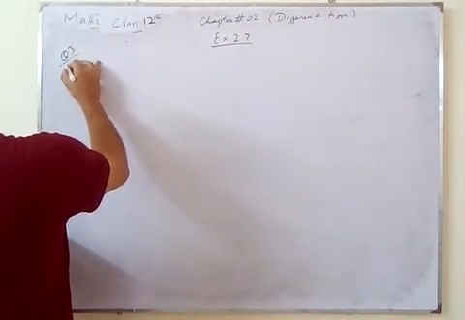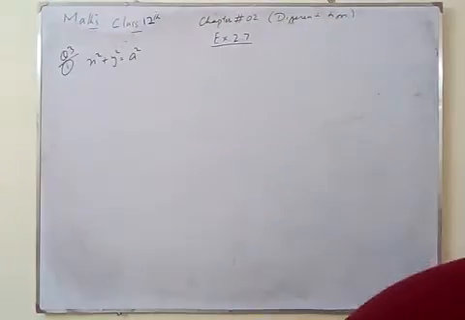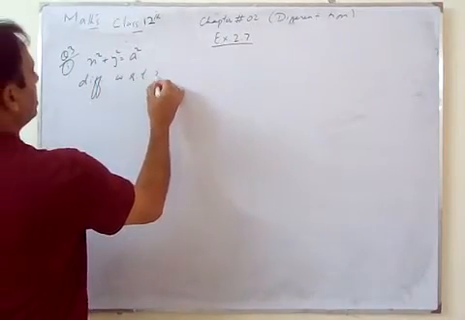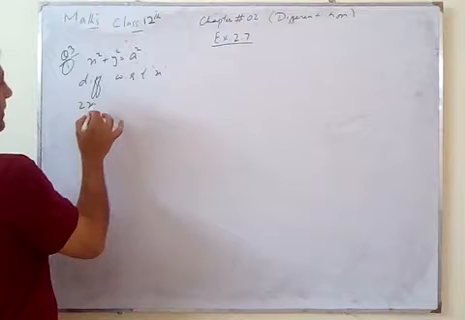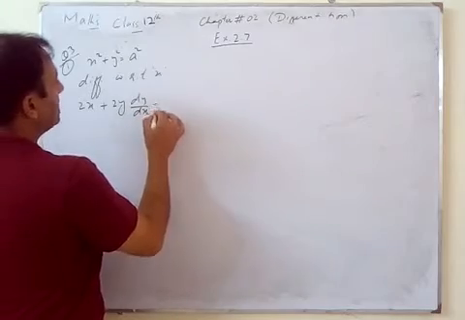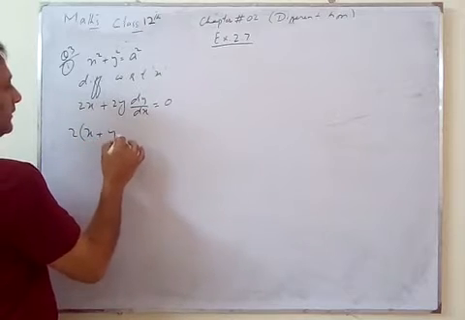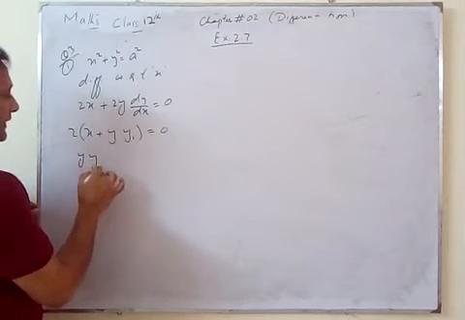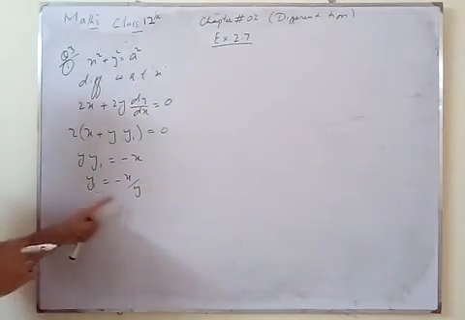Now question number 3, part 1: x square plus y square is equal to a square. Differentiate with respect to x. So 2x plus 2y into the derivative of y is equal to the constant 0. 2 is common, and this is y1. So y1 is equal to minus x by y. So this is the first derivative.